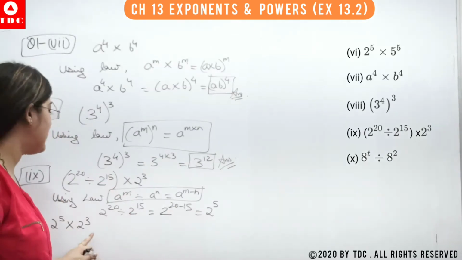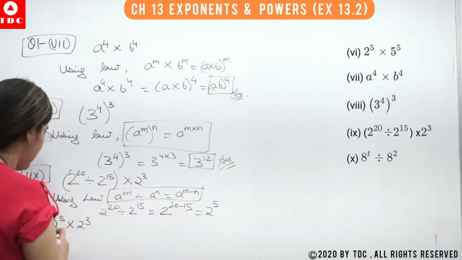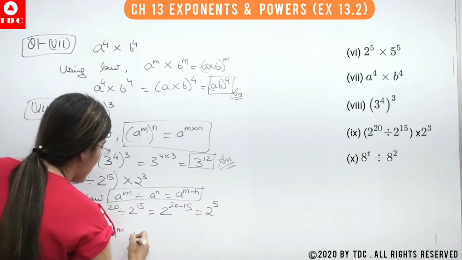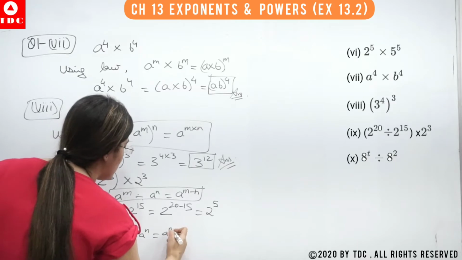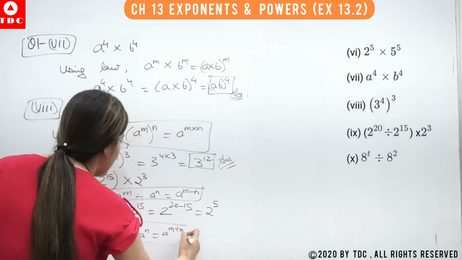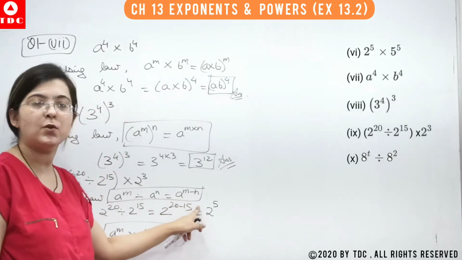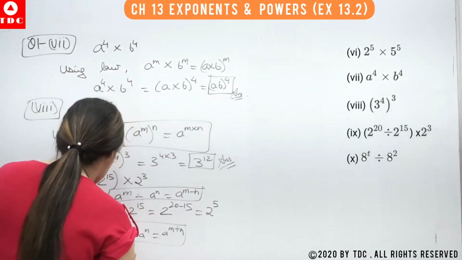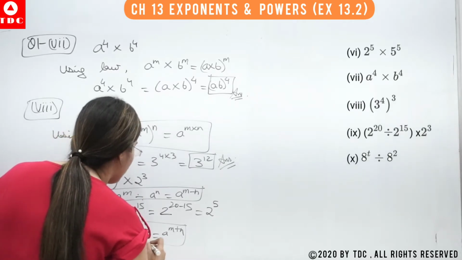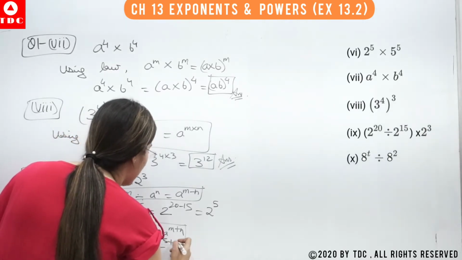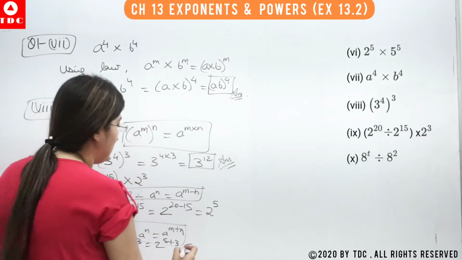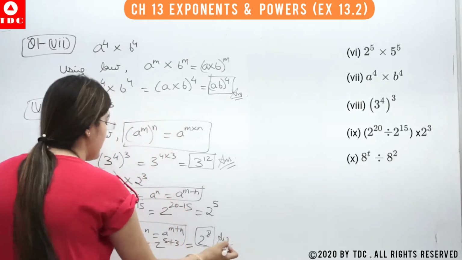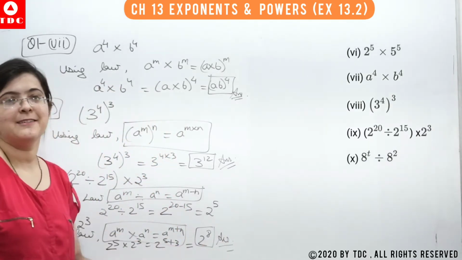Now which identity can we use here? Using the law a to the power m into a to the power n is a to the power m plus n. That means in this question first we use this law and then we are using this law. So what we will get? 2 to the power 5 into 2 to the power 3, 2 to the power 5 plus 3. So finally we will get 2 to the power 8. This is your final answer.